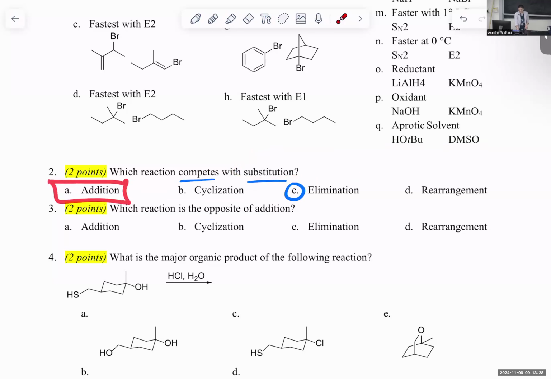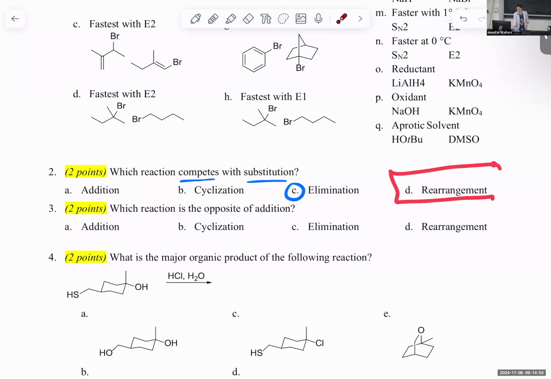Addition is going to be the opposite of elimination, because elimination makes pi bonds. Addition is going to use pi bonds, right? So elimination is no pi bond to pi bond. Addition is pi bond to no pi bond. Cyclization is going to occur just whenever, and actually kind of the same thing for rearrangement. You can have cycloadditions. You can have substitutions that are cyclizations. So they're not in competition. It's just a descriptor describing the product. If you make a ring, then it's a cyclization.